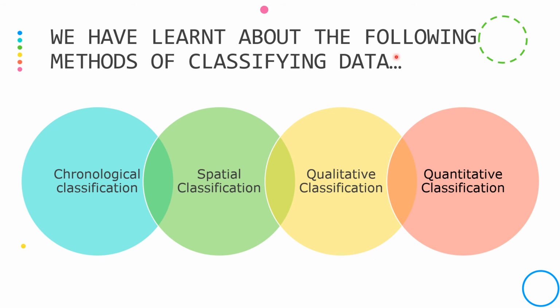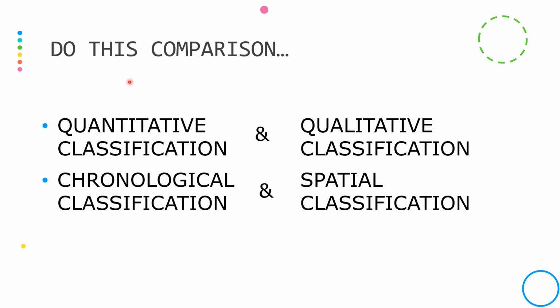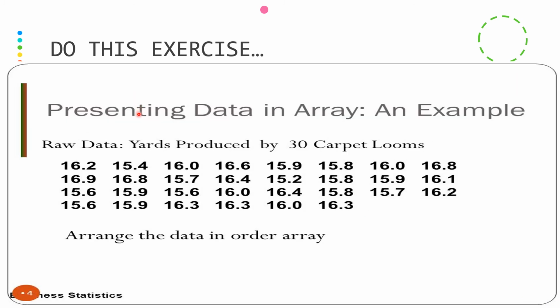Now I'd like you to do this exercise. After you complete watching the video, I want you to compare quantitative classification with qualitative classification, and I want you to compare chronological classification with spatial classification. So basically what you're going to do here is differentiate between the two of them, that is quantitative with qualitative, and chronological against spatial. And then I want you to do another exercise.